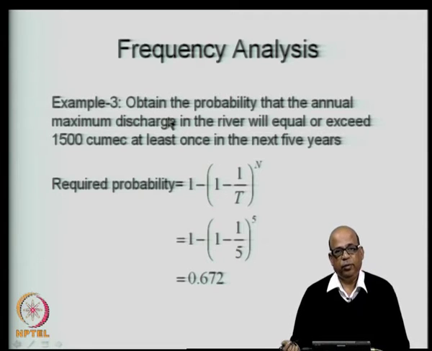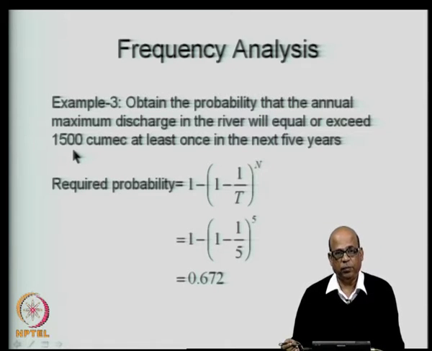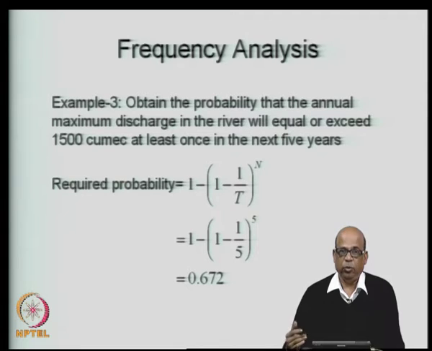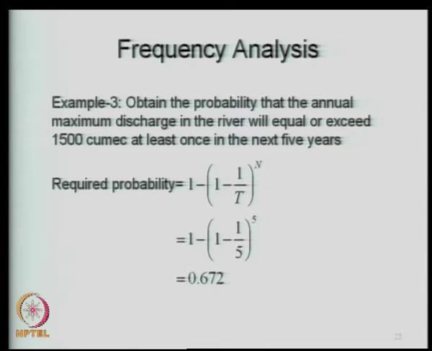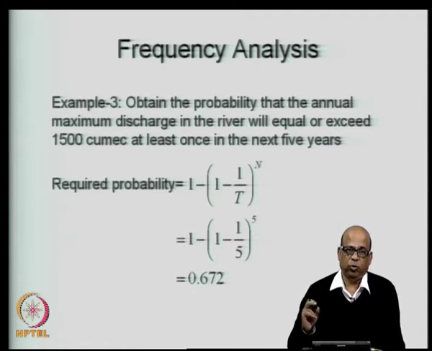Let us say we have a 5 year return period, that is, the return period corresponding to a discharge of 1500 cumecs is 5 years. We will answer the question, what is the probability that this 5 year event occurs at least once in the next 5 years? Intuitively, you may feel that this probability is 1, because you are saying that this is a return period of 5 years, and therefore, in the next 5 years it should occur at least once.